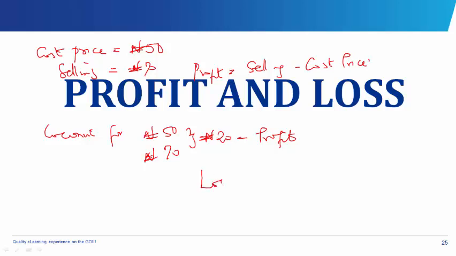Now loss. The loss is said to be made when the selling price is lower than the cost price. Let's say I buy an article for 50 naira and I sell it for 30 naira. That means I incur the loss of 20 naira.